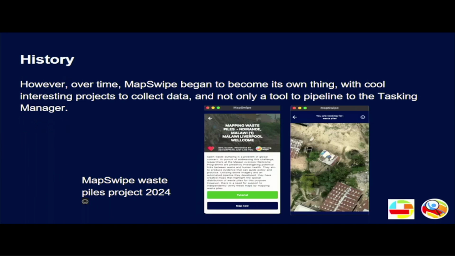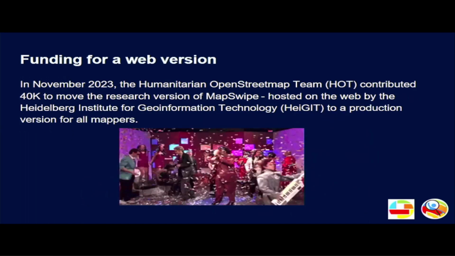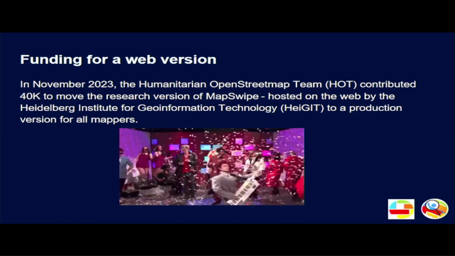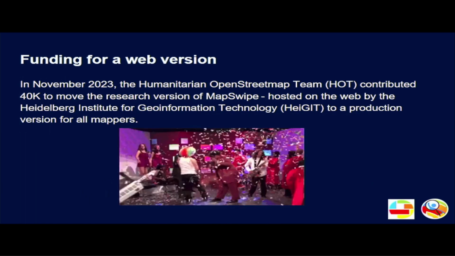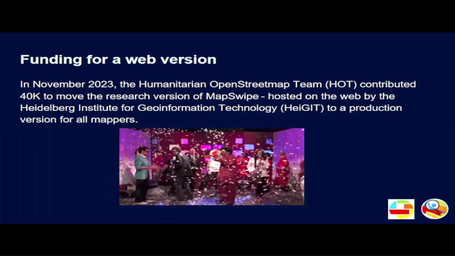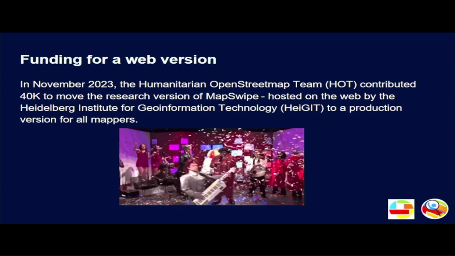Mapswipe has grown over time. It started as a Missing Maps project, but over time it has become its own thing, with many innovations coming on top of what was created at first. So in 2023, HOT contributed some funding for research on a Mapswipe version for the web, which was done with the HeiGIT, so that we have something that is for the web.